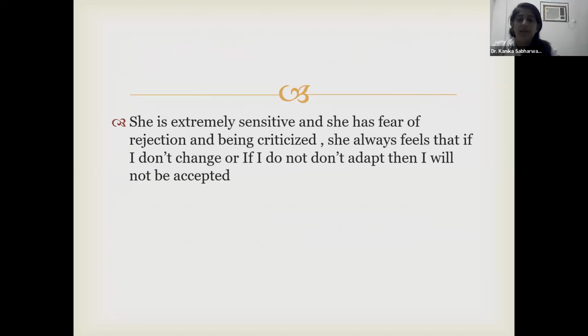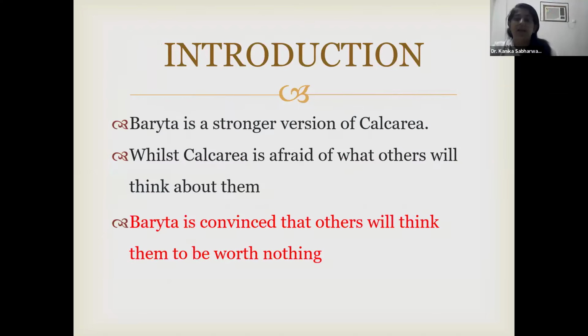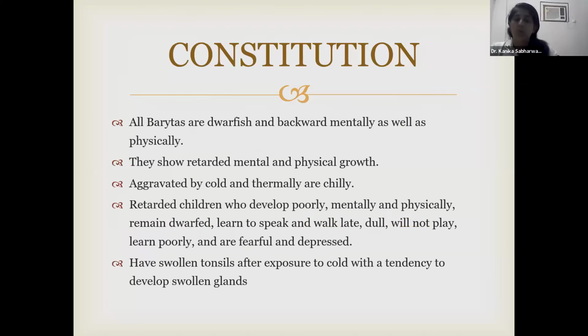In the Baryta group, as I've said in the past, it's a stronger version of Calcarea. In Calcarea, they are unsure what people think of them, but in Baryta, they are convinced that I am worthless. I think there's a rubric also, delusion worthless. You can just check. All Barytas are dwarfish, both mentally as well as physically, retarded growth at both levels, marked aggravation from cold. You know this. Baryta carb prone to tonsillitis, enlarged adenoids at any cold exposure.